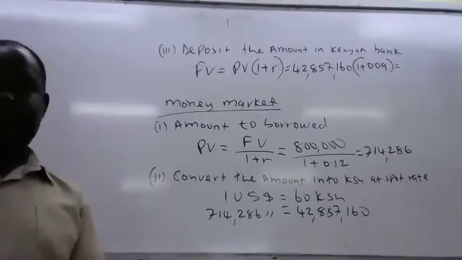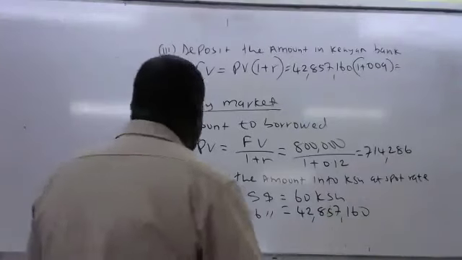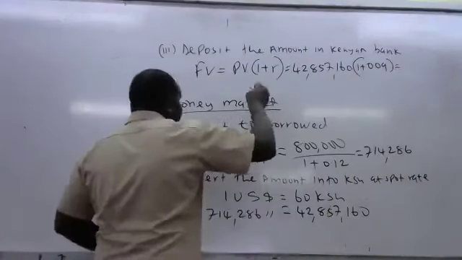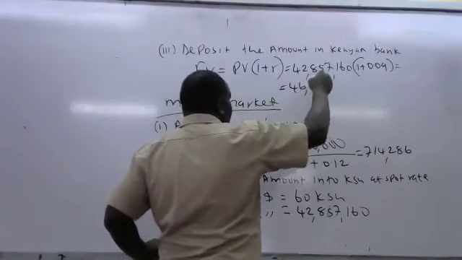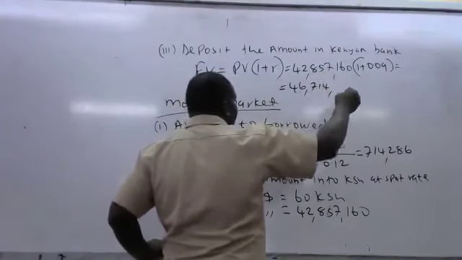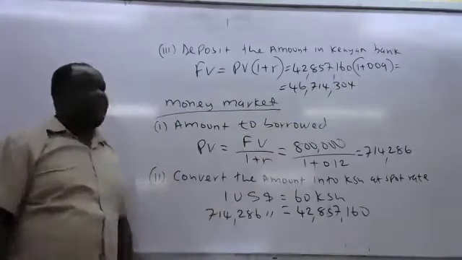So how much will it be? 40. We are getting 46. 304. So that is now what happens in the money market.